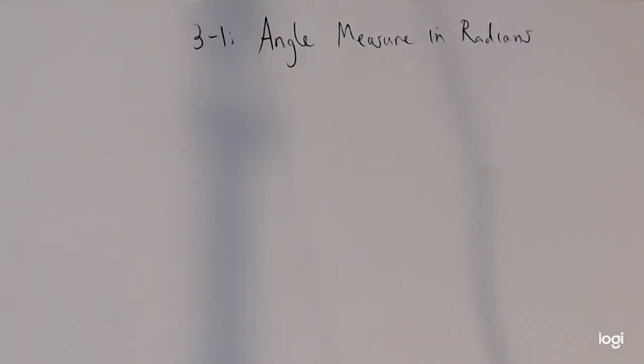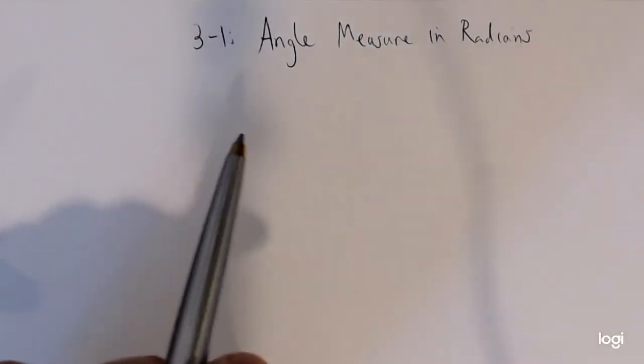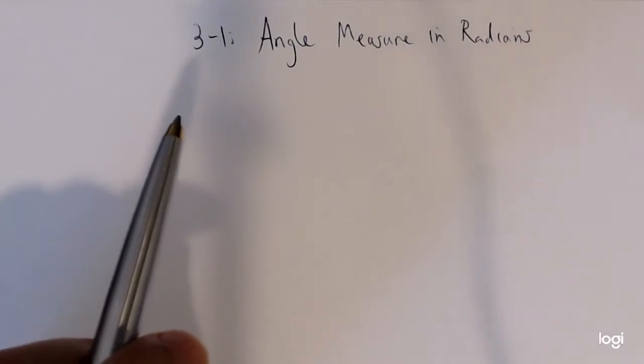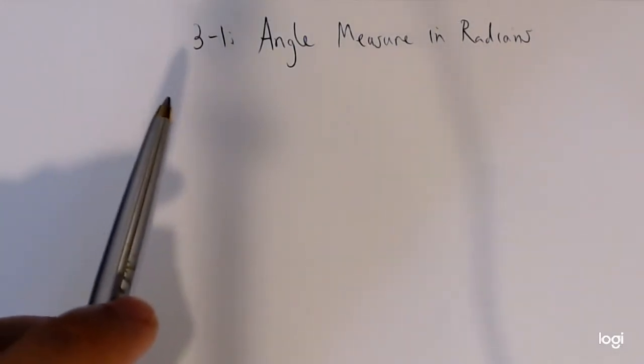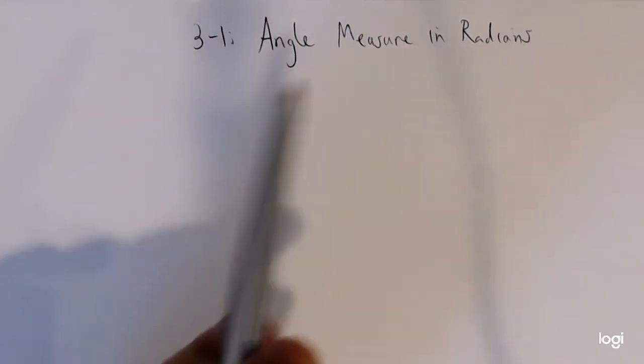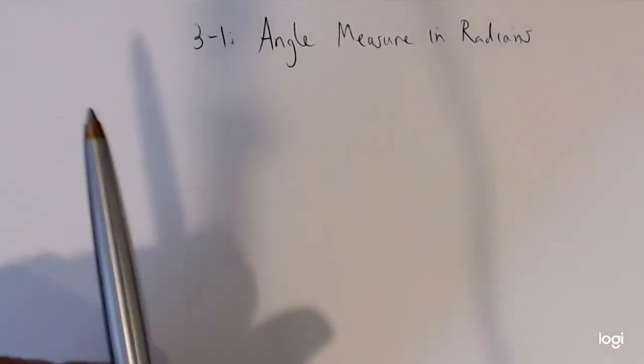Okay, so what we're going to talk about now is another way of measuring angles, and this is called angle measure in radians. If you remember, at the beginning of the semester in the first few lectures we talked about ways we could identify angles, and one of them was radian measure, and I said, hey, we'll talk about them later. Well, this is when we're going to be talking about them.